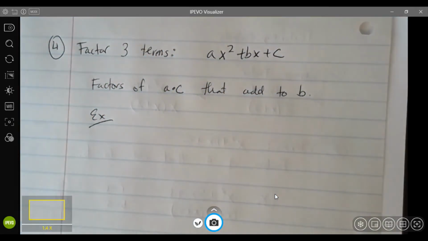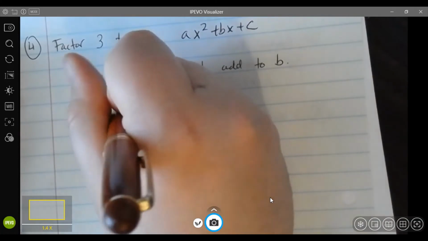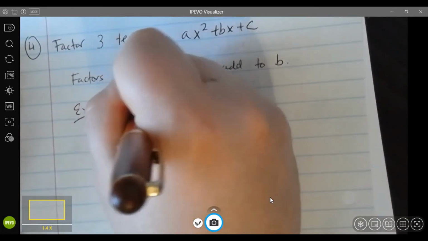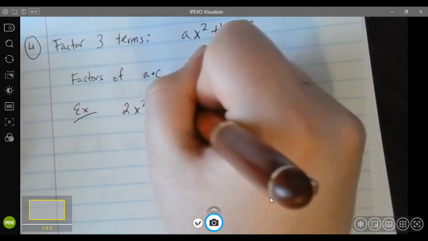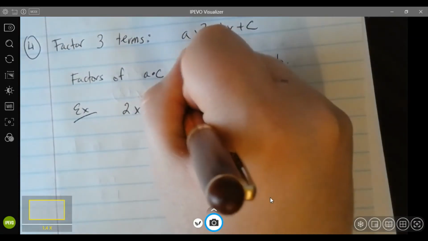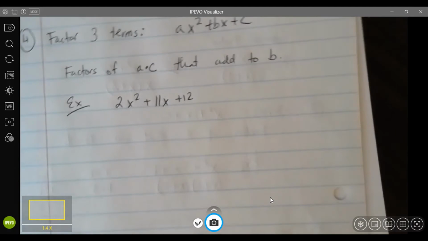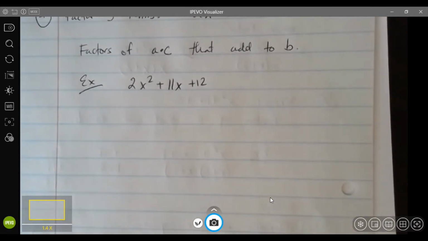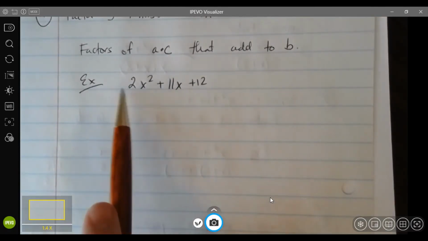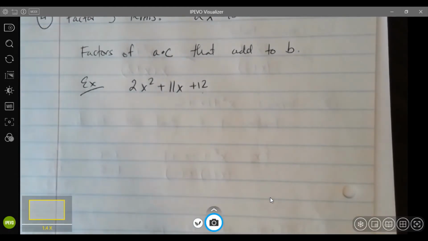So let's say we have 2x squared plus 11x plus 12. Let's say we're trying to factor this. Notice there's no number that's common between 2, 11, and 12, so I can't factor out a common factor.